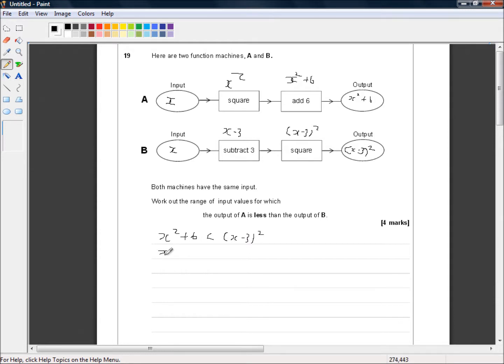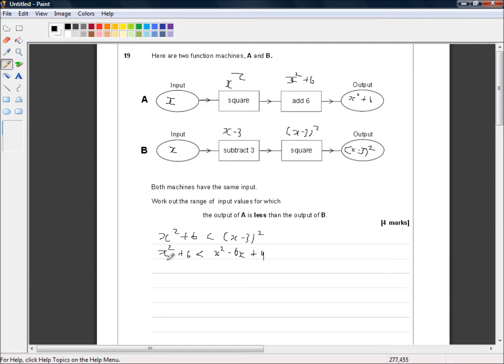So X squared plus 6 is less than X squared, 2 times negative 3 times X is minus 6X, negative 3 squared is positive 9. And so there we are. X squared plus 6 is less than X squared minus 6X plus 9.